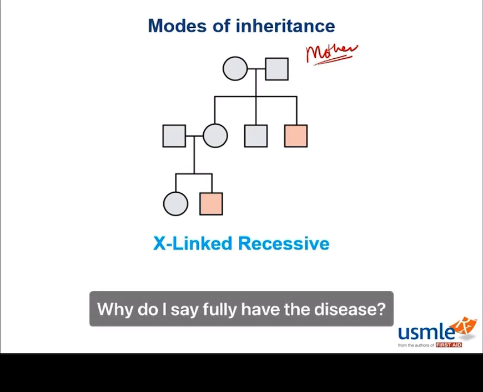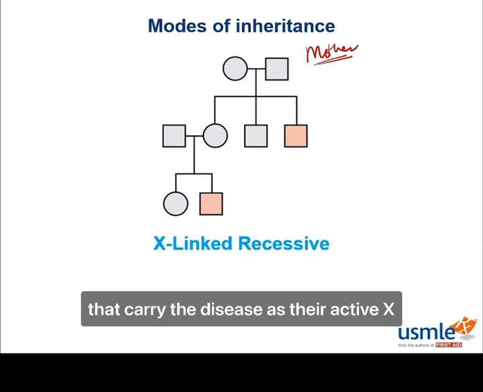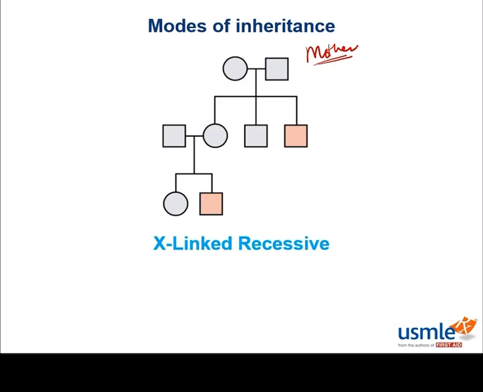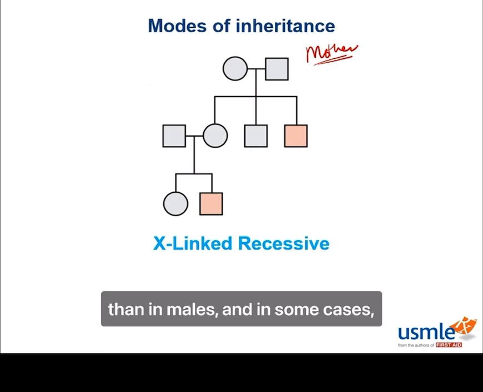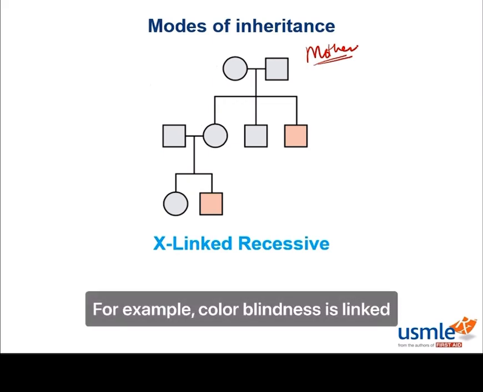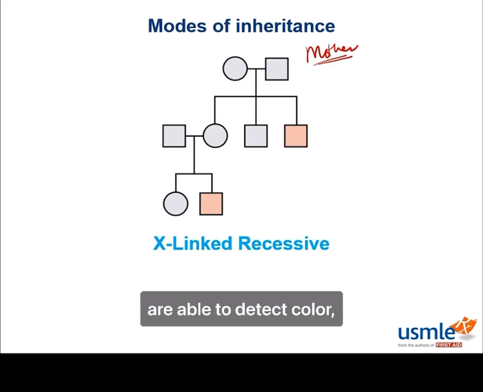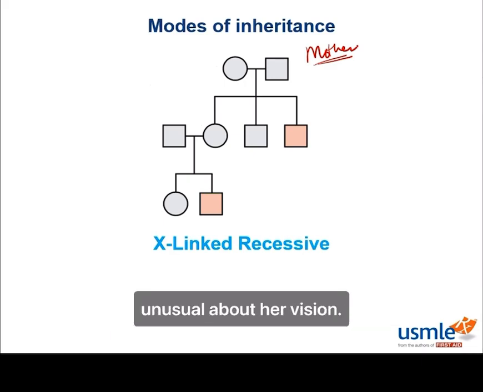Why do I say fully have the disease? So only cells that have X chromosomes that carry the disease as their active X will be affected. However, this would be a less severe phenotype than in males, and in some cases isn't even detectable. For example, color blindness is due to an X-linked recessive mutation, but if even half of female cells are able to detect color, she'll probably never notice anything unusual about her vision.